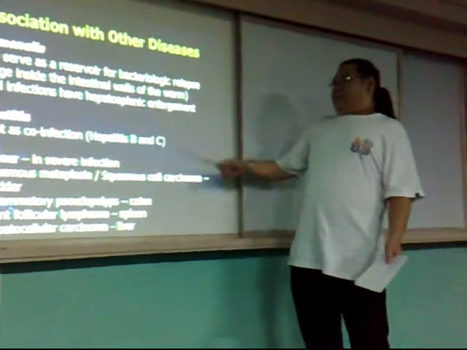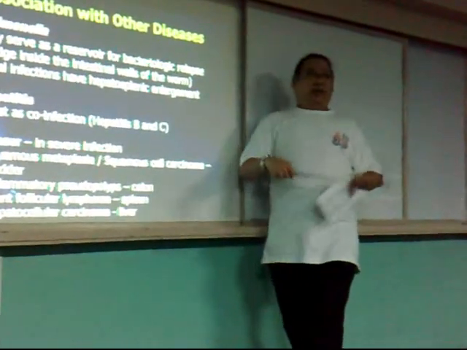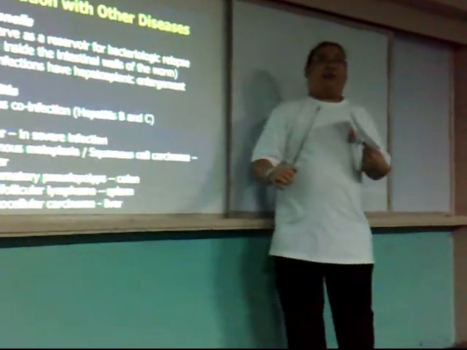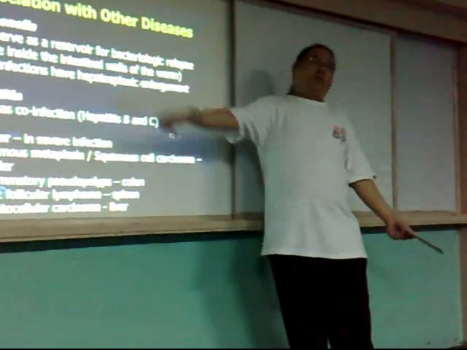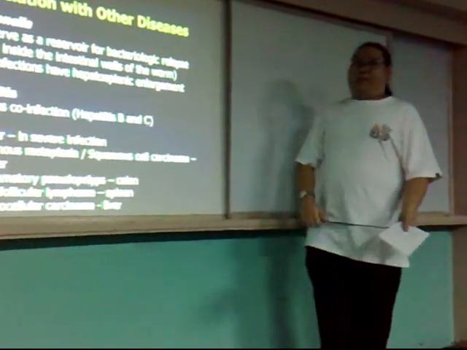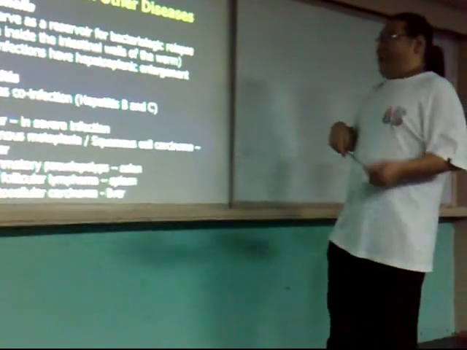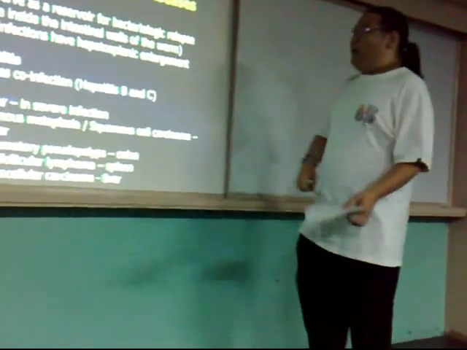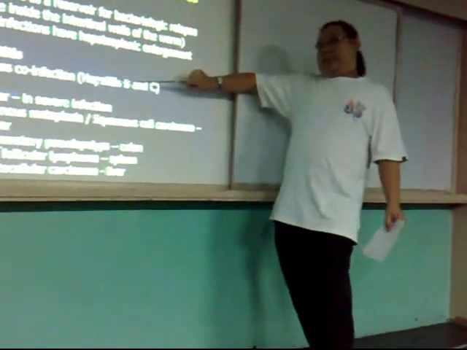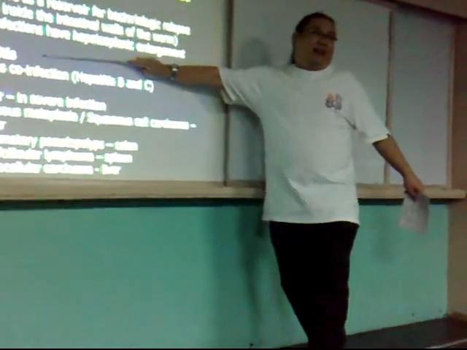Bacteria will latch onto the intestinal walls of the worm. So if you got infected with schistosoma, in the worst case scenario you can also be infected with salmonellosis, or what they call typhoid fever or Salmonella typhi. And co-infection will also exist because of this.